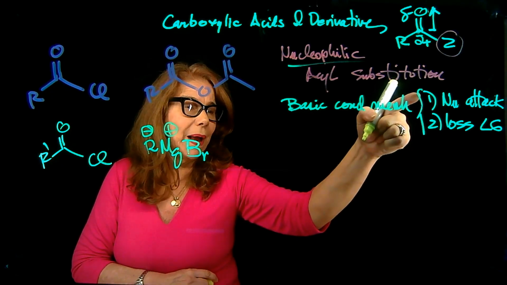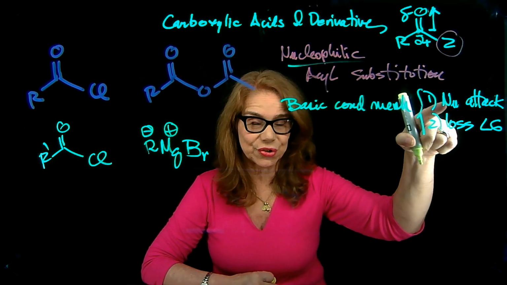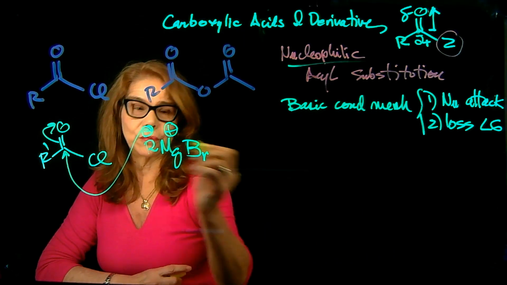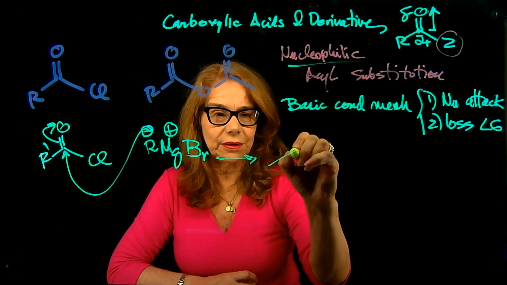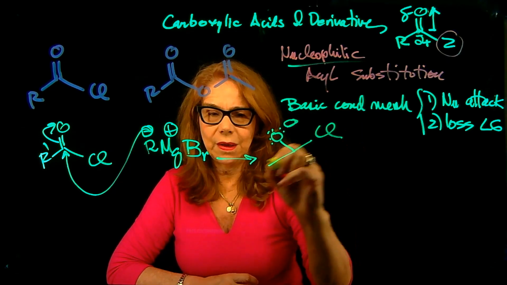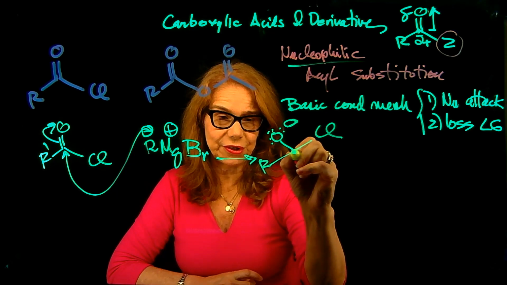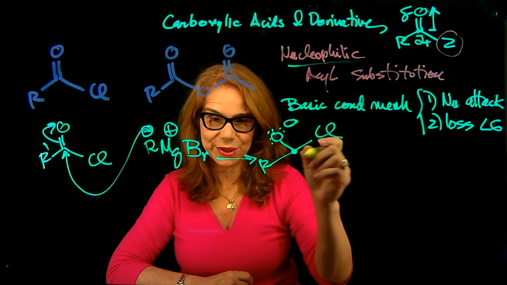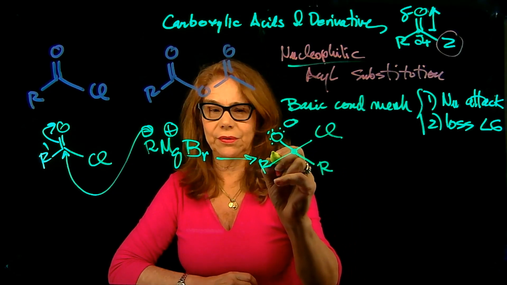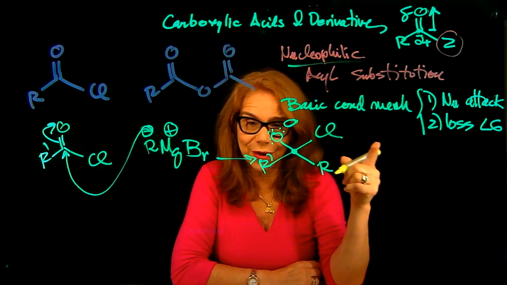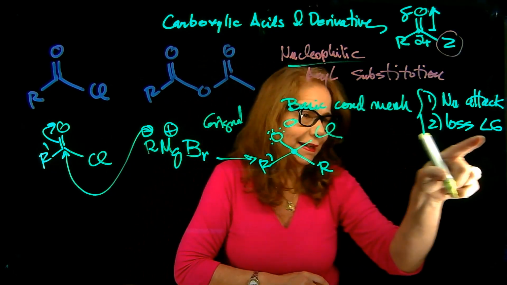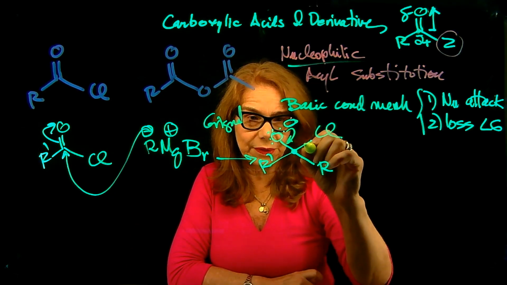So it goes by the mechanism under basic conditions. So nucleophilic attack. We will form a tetrahedral intermediate. Here it is. Tetrahedral, because the hybridization here has changed from sp2 to sp3. And now I have here another R group, right? The one that came from the Grignard. And the next step is the loss of the leaving group. So I'm reforming the carbonyl.